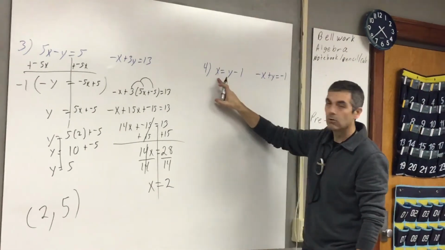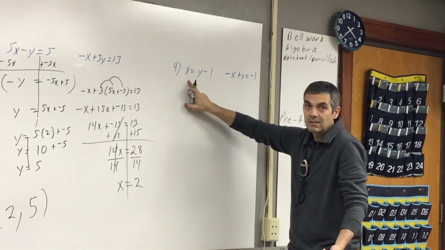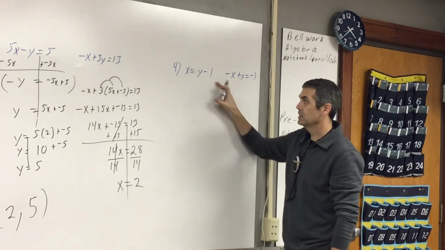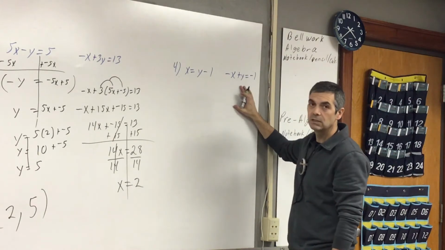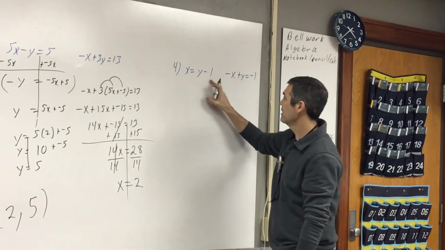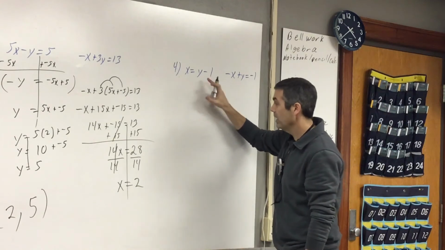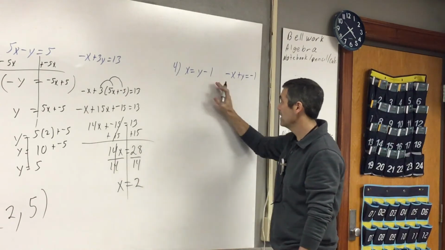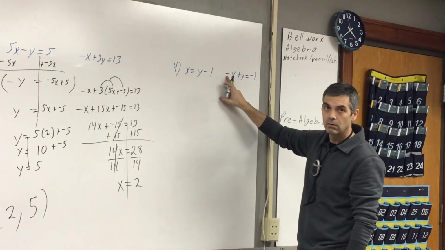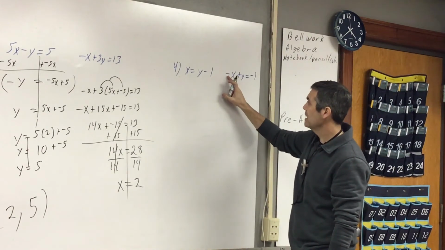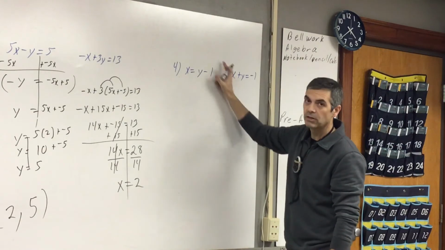Now look, this is already solved for x. X is by itself. So let's use this that they've already given us, and let's substitute it into this. We're going to take this y minus 1 and substitute it into the x. But notice the negative here. What that means is that it's the opposite of all of this.